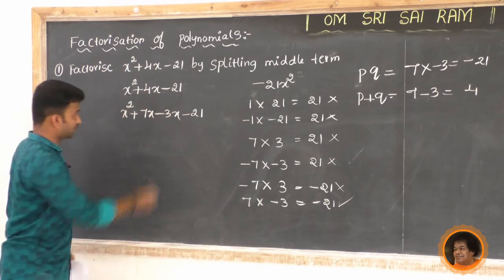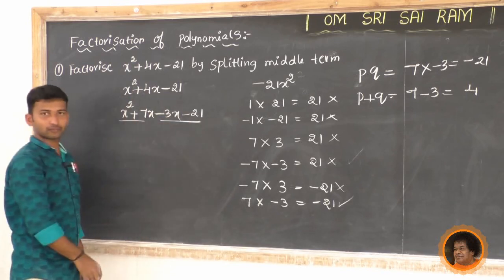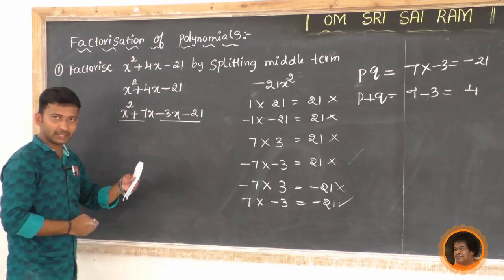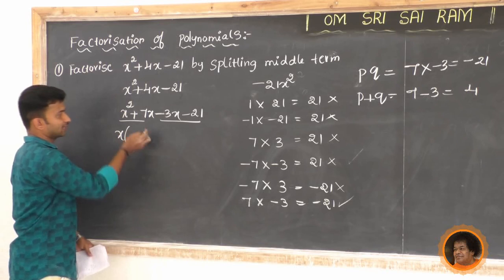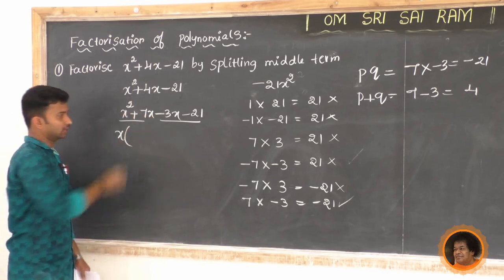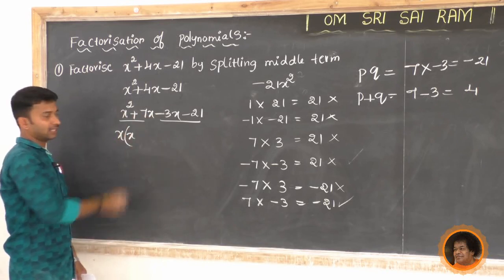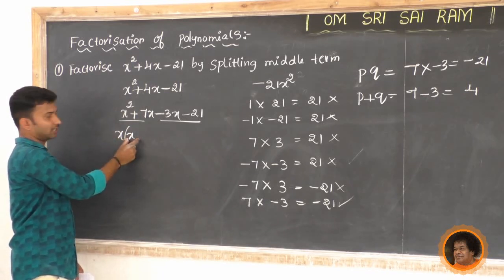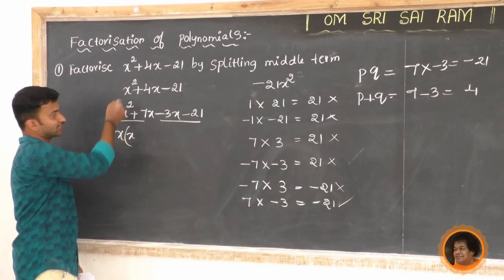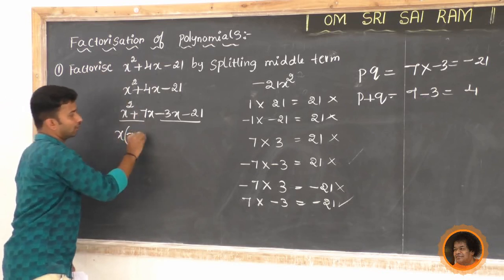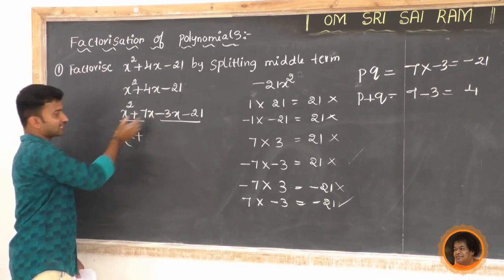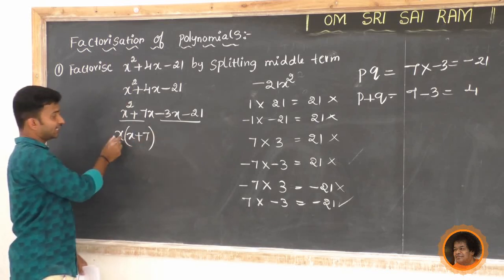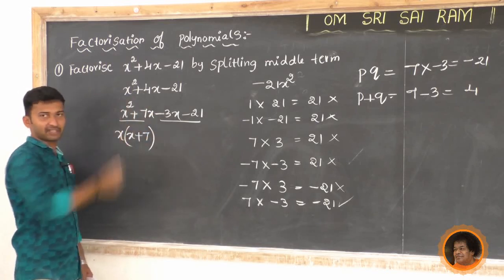Grouping the terms. Next step, take the common term x. x is the common. What remains here? x. We divide x square by x. Here x is the value, or x into x is equal to x square. Plus 7x by x is equal to 7x, or x into 7 is equal to 7x.